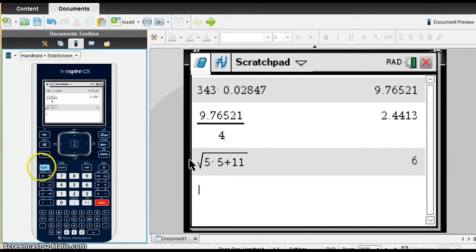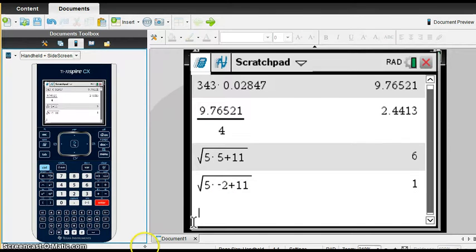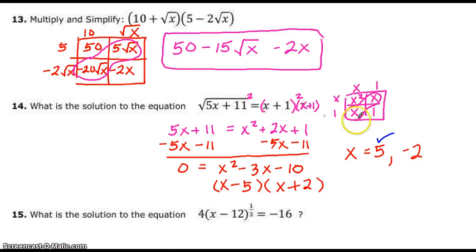All right, so I have the square root of 5 times negative 2 plus 11. Okay, that's 1. And if I plug negative 2 in here, negative 2 plus 1 is negative 1, not positive 1. So negative 2 is actually an extraneous solution. So the only acceptable answer on this one would be x equals 5.